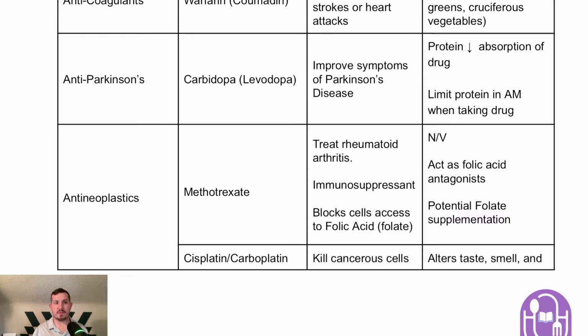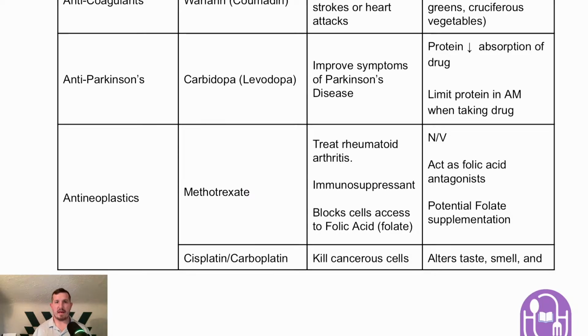Eat a little more carbs maybe to meet your calorie needs. And then later in the day, you can add more protein in as the drug decreases in effectiveness. So that's a kind of cool one there. Protein we don't usually see for a lot of these, so it's kind of cool. All right.